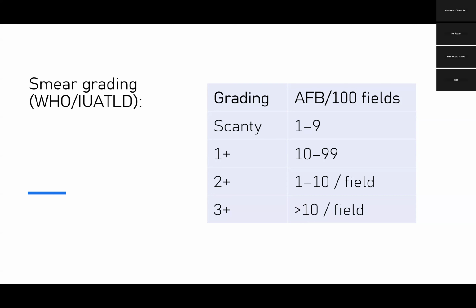If there are 1 to 9 AFBs per 100 fields, then you label it as scanty. If you find 10 to 99 AFBs per 100 fields, then you label it as 1 plus. If there are 1 to 10 AFB per field, so previously it was per 100 fields, now 2 and 3 are per field. So if there are 1 to 10 AFB per field, it is 2 plus grading. And if there are more than 10 AFB per field, then it is 3 plus.